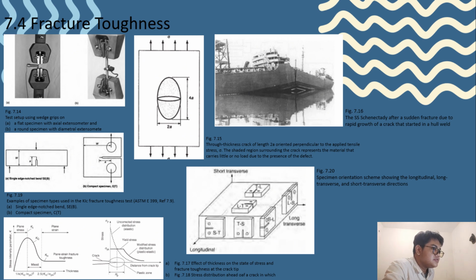And then we got to figure 7.17 and figure 7.18: the effect of thickness on the state of stress and fracture toughness at the crack tip, and at figure 7.18 the stress distribution ahead of a crack in which small-scale plasticity is included. Then figure 7.19, the examples of specimen types used in the fracture toughness test.